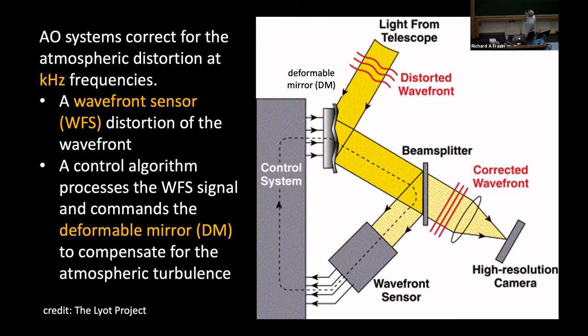Okay, so the light that doesn't get used by the adaptive optics system gets sent down to whatever imaging system you might be running. And in this case, we're talking about some coronagraph system.